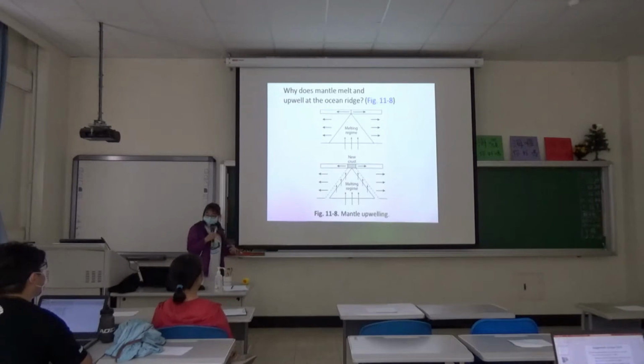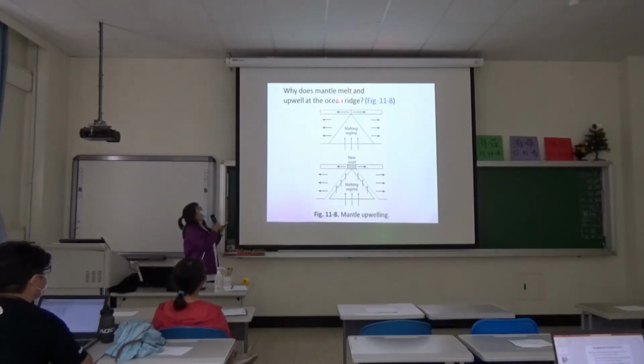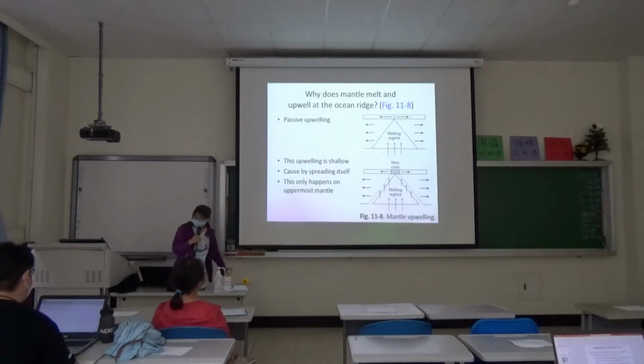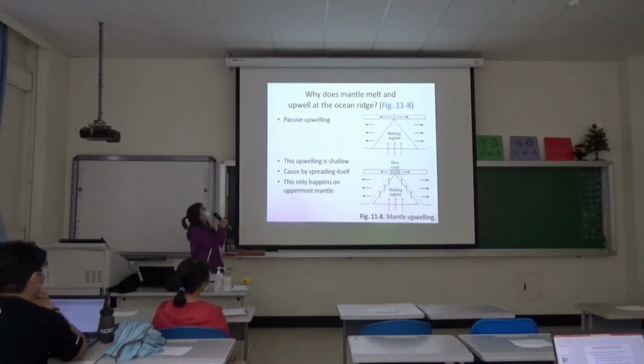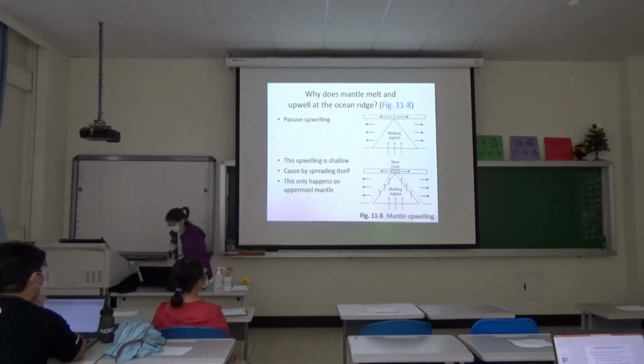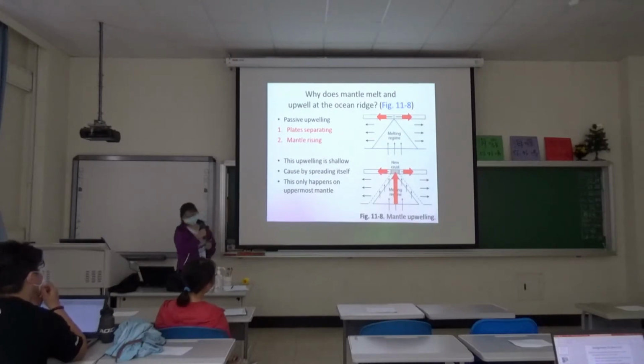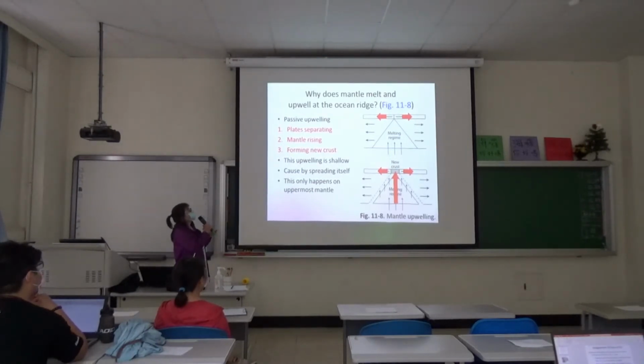So the second question is, why does the mantle melt and upwell at the ocean ridge? The picture here shows the mantle upwelling, and this is the passive upwelling. First the plate will spread like this, and then the mantle will rise up from here to fill the gap. And the mantle rises up here and will form new crust.